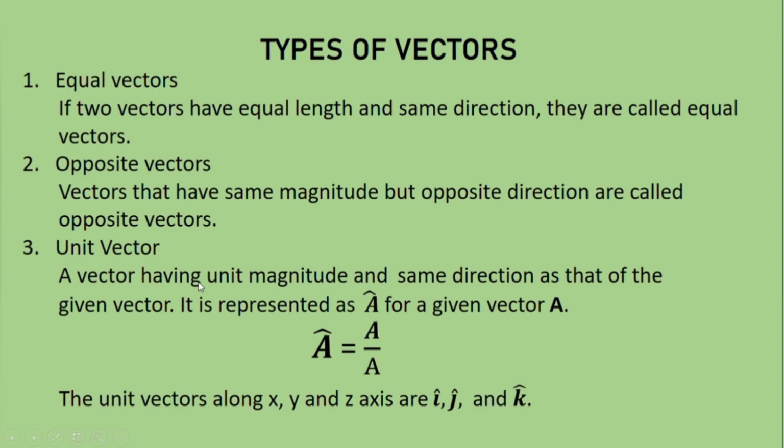Now, the third vector is the unit vector. A vector having unit magnitude, and unit magnitude means its magnitude will be 1, and the same direction as that of the given vector, is called a unit vector. It is represented as A hat for a given vector A. Now A hat is equal to vector A divided by its magnitude. The unit vectors along x, y and z axis are i, j and k.